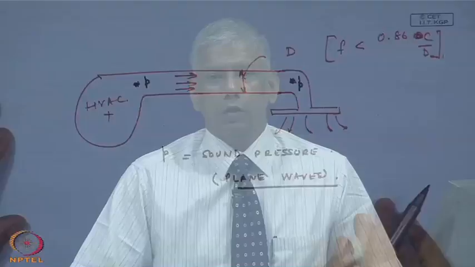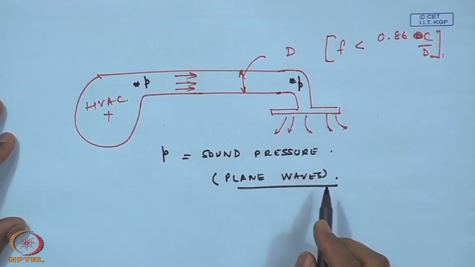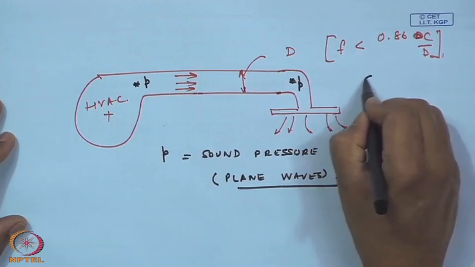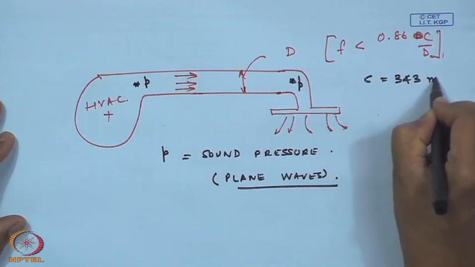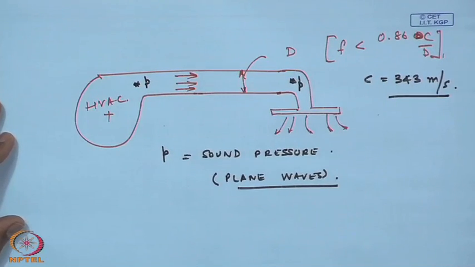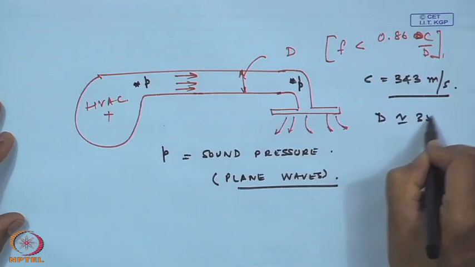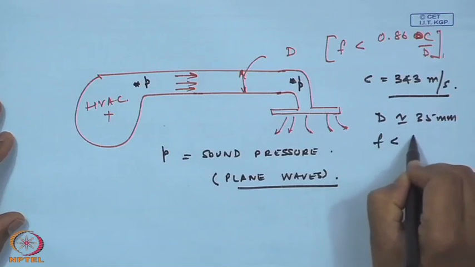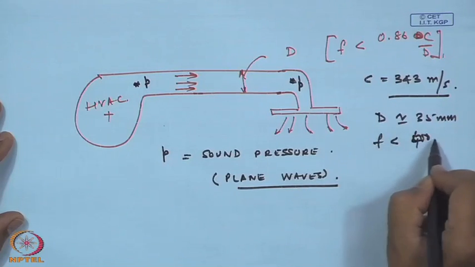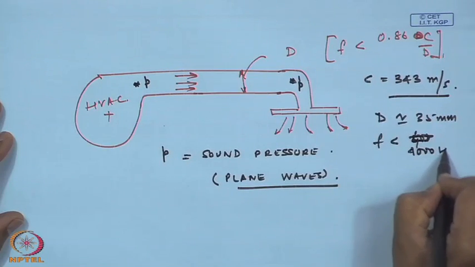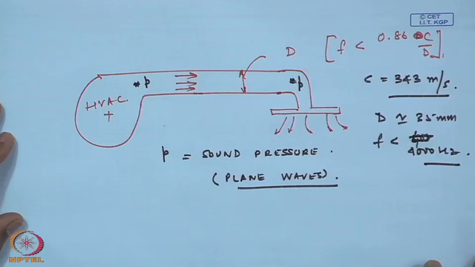The reason I told you about this problem is that many times in industry we come across such scenarios where noise is generated at one end and we have to estimate what the sound pressure level is at the other end. Just by measuring the diameter, if we ensure that this equation is obeyed, where C is the speed of sound in air at 20 degrees Celsius, then for 35 mm, F can be calculated as 4000 hertz.